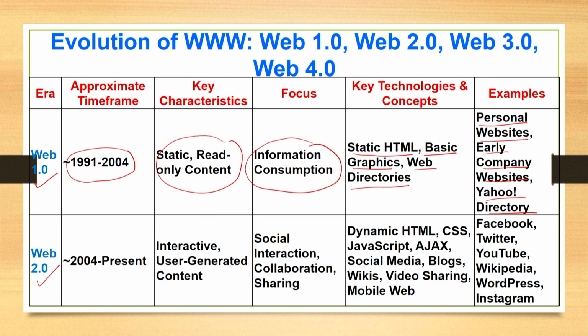After that, next comes Web 2.0, which is from 2004, I can say, to the present. It is interactive, it has user generated content. It focuses on social interaction, collaboration and sharing, and the technologies used are dynamic HTML, CSS, JavaScript, AJAX, social media, blogs, wikis, video sharing, mobile web. Examples are Facebook, Twitter, YouTube, Wikipedia, WordPress, Instagram.